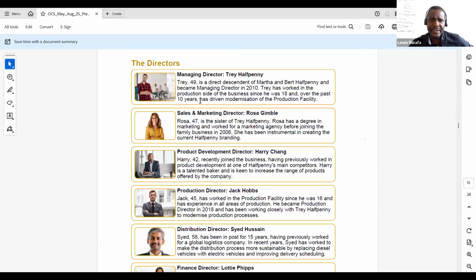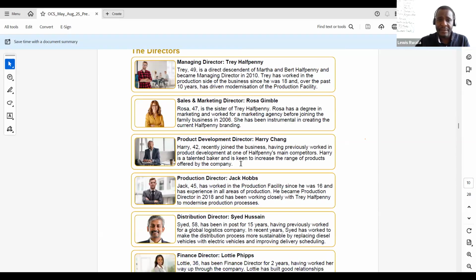This structure here, we've got the managing director, Trey, descendant of Martha, and also basically son of these guys. He's been around for many years. We've got Rosa, the sales and marketing director, degree in marketing, perfectly fine. He's responsible for Halfpenny branding, product development. Harry, interesting, something that Harry is doing here. Harry is a talented baker and is keen to increase the range of products offered by the company. There is a statement where the examiner might actually generate a question from.